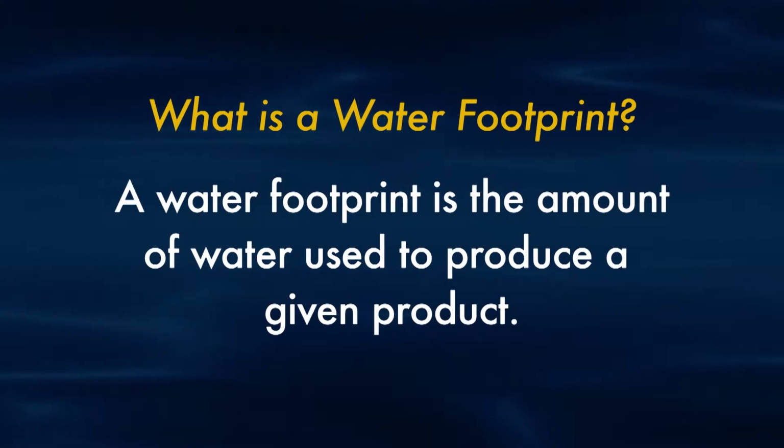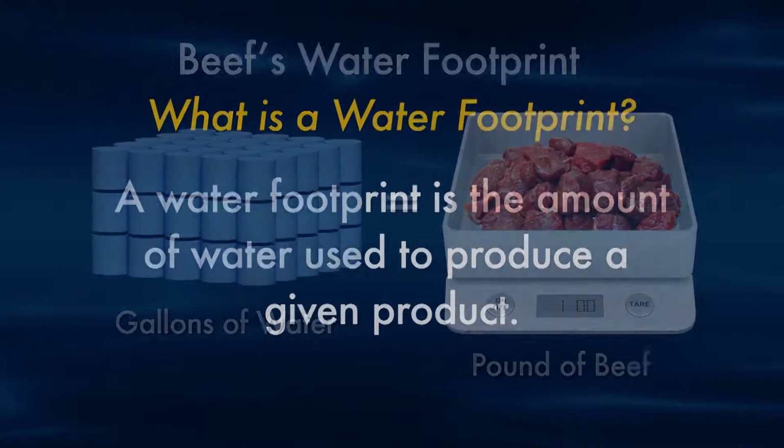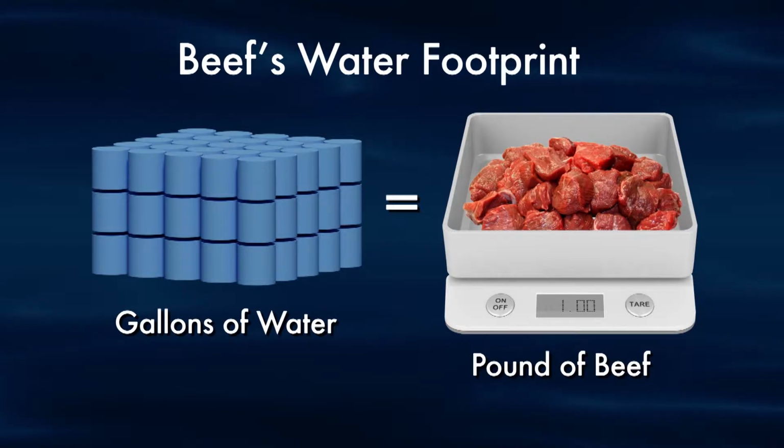What is the water footprint of beef? To start, we need to define a water footprint. A water footprint is the amount of water used to produce a given product. For beef, water footprints are often defined as gallons of water required per pound of beef.